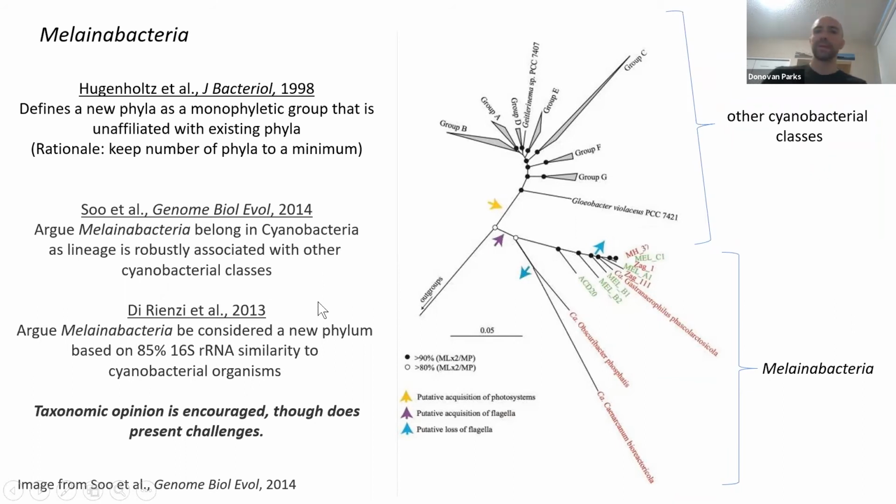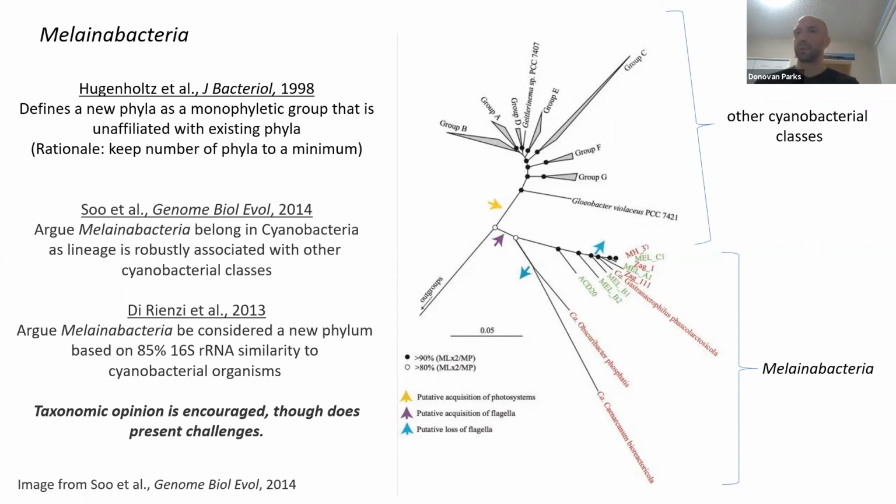I'm sure I'm butchering that name, my apologies. And this argument is basically based on using 16S as a criterion for delineating phyla. So they looked at the 16S sequences in the cyanobacteria classes, compared them to the 16S sequences in the Melanobacterial organisms, observed that most of those were below 85% sequence similarity, and on that criterion argued that Melanobacteria should be considered its own phylum.